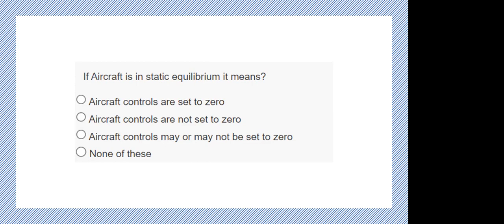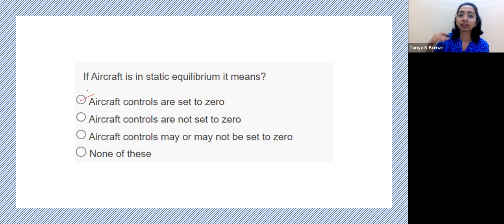No, we don't. No, ma'am. So this option is the correct one. If it is flying in equilibrium, you don't require it to come back to equilibrium. So the aircraft controls are 0. Now, if it is subject to a disturbance, then you may or may not have to deflect the control surfaces. But if it's already in equilibrium, you don't have to do anything.